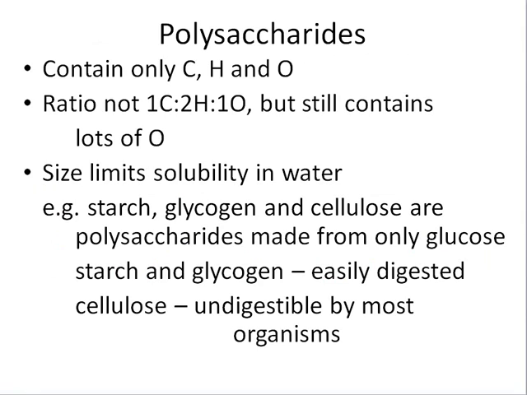Polysaccharides are the largest carbohydrates. Like other sugars, they contain only carbon, hydrogen, and oxygen. As the molecule gets larger, the ratio of carbon, hydrogen, and oxygen gets further away from that 1 to 2 to 1 ratio found in the simple sugars. While polysaccharides have lots of polar hydroxyl groups, the huge size of the polysaccharides can limit their ability to dissolve in water. Starch, glycogen, and cellulose are examples of polysaccharides. They're similar in that they're all made of nothing but long chains of glucose. Even though they're similar in composition, starch, glycogen, and cellulose are very different molecules.